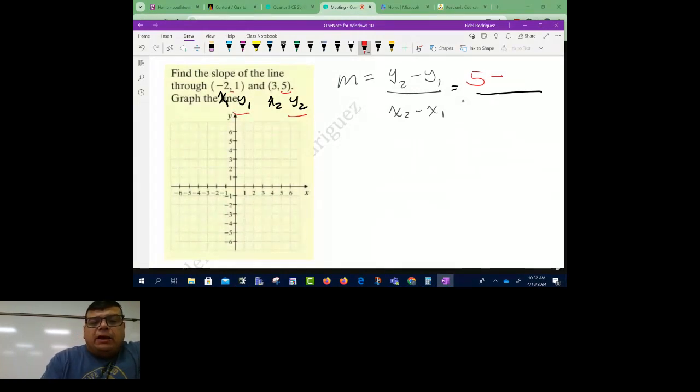Minus my y1 is the number 1. My x2 is the number 3. Minus my x1 is the number negative 2.